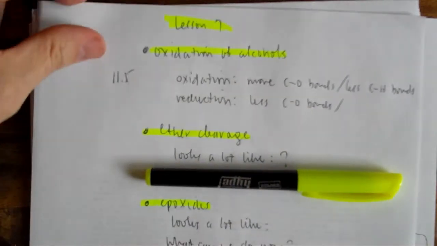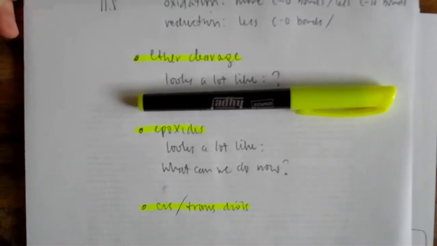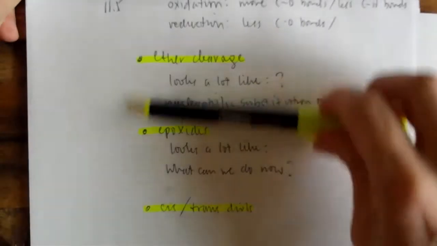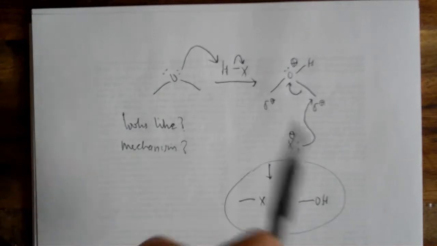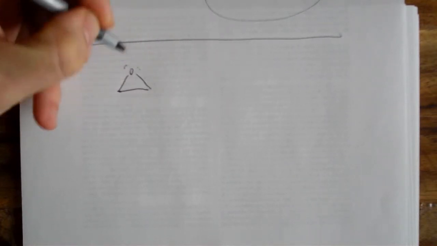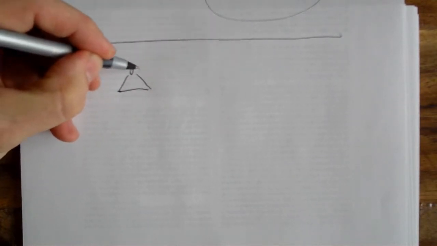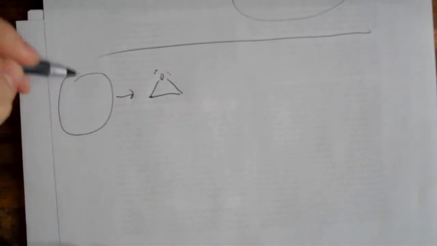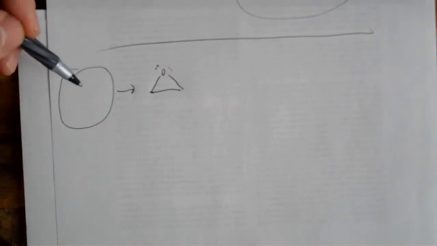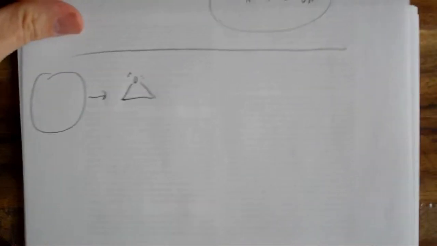Okay, the next objective here for lesson 7 is epoxides. And I want to ask you also, this looks a lot like what? So epoxides are here, right? And these come from something else. You should be asking yourself, what do they come from? That's something from Organic 1. It's on your list of reactions that you're supposed to know.